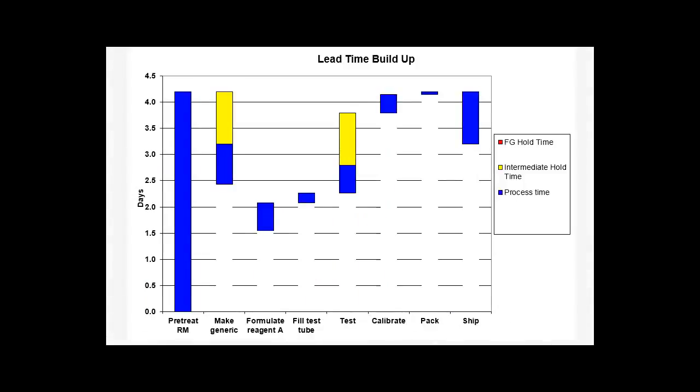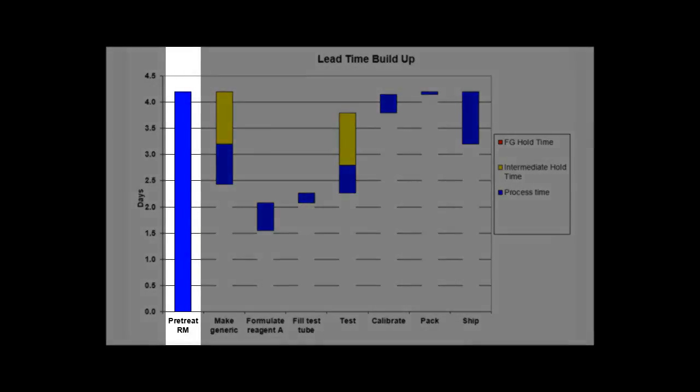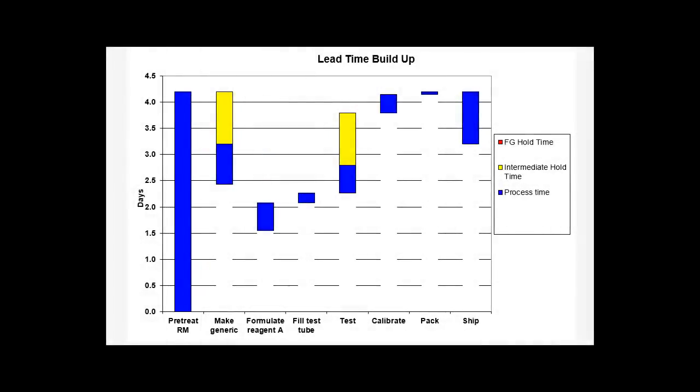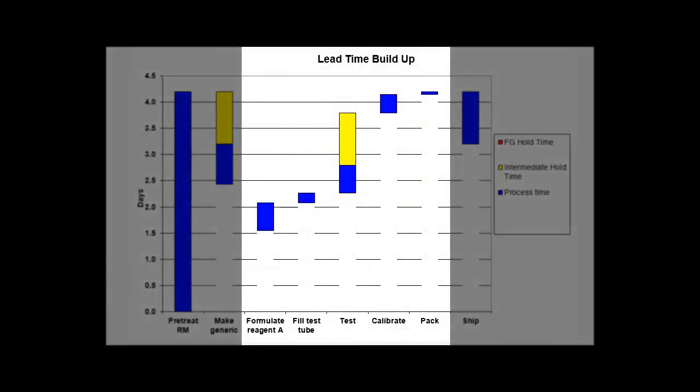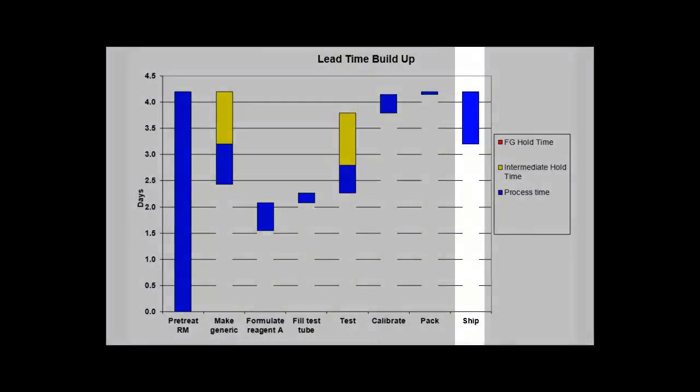The 4th chart we have here is the lead time graph. It's the way the lead time builds up. Now we said at the very beginning there are 4 streams that we're talking about here. The first one was simply pre-treating the raw material, which is on the left hand side. The second one was making the generic. The third one was going from formulate reagents through to packing. And the 4th one was shipping.